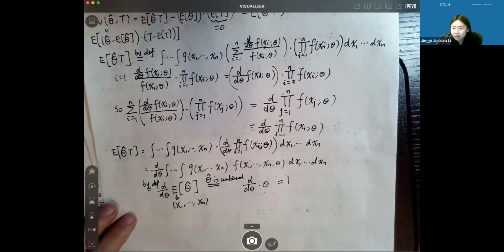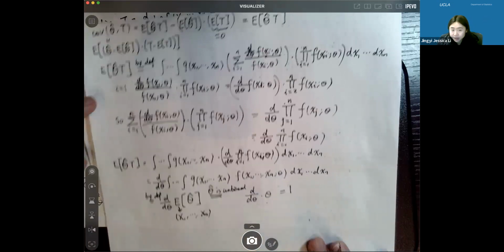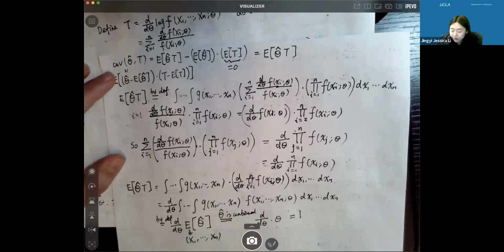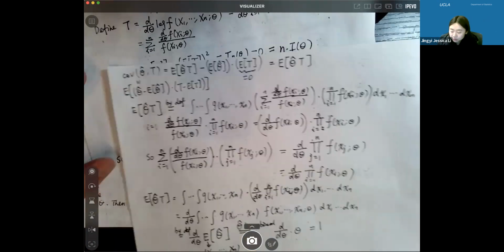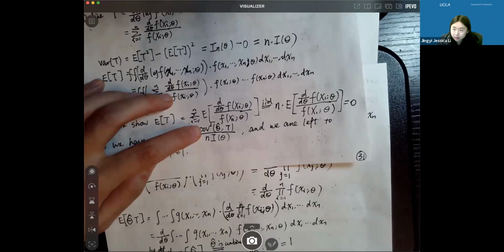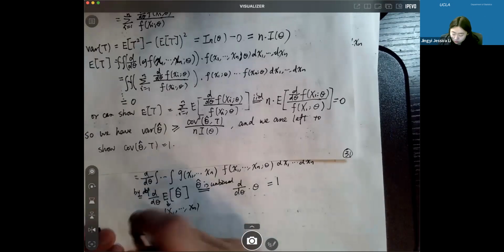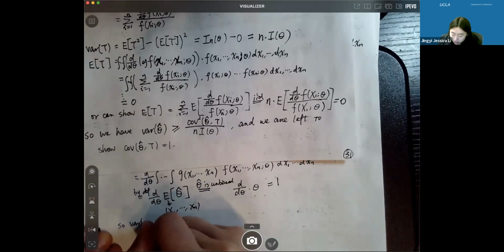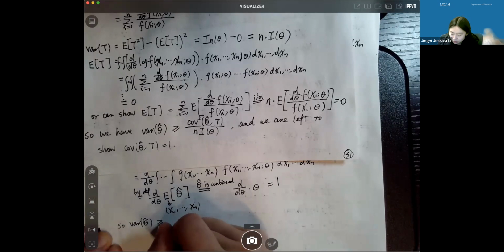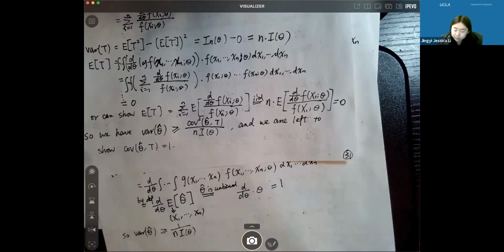Okay, so finally, we go back to the covariance. We basically show the covariance is equal to 1. And with this covariance equal to 1, using this general result, the numerator becomes 1. We're done. So the variance of theta hat is greater than or equal to 1 over n times the Fisher information.